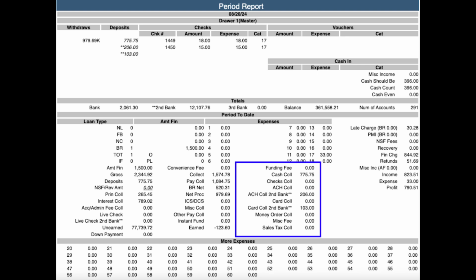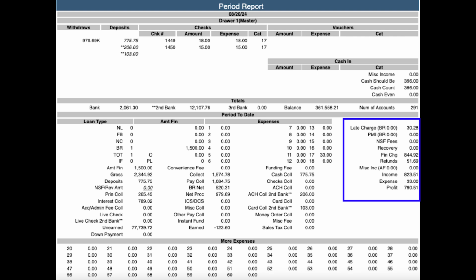Miscellaneous fee: the total of any additional fees such as miscellaneous fee, title fee, repo fee, court cost and file fees collected for that accounting period. Sales tax collected: the total amount of sales tax collected for that accounting period. Column 4, late charge: BR, late charge paid during a renewal. Total amount of the late charge collected for that accounting period.